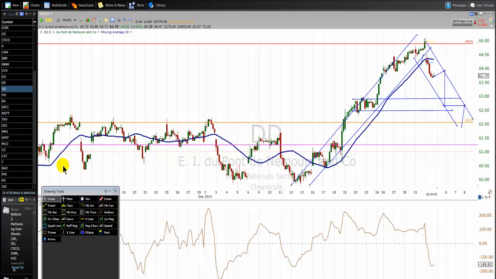For Dupont de Nemours, the short-term equilibrium price level is at $62.07. And that level will remain in place for 2 weeks. You need to watch it and note it down. Do not forget it if you are trading the stock. And the closing price on the yearly chart, $64.91. The price is confined between the closing price on the yearly chart and the short-term equilibrium price level.